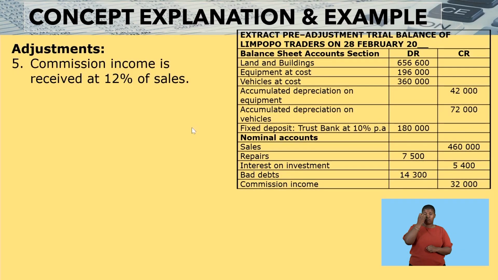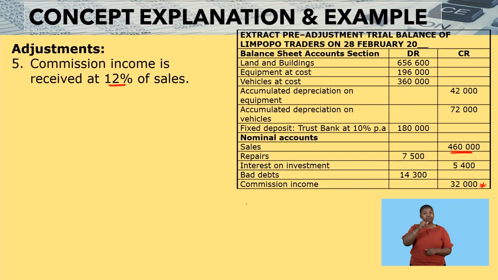Adjustment number 5 reads, commission income is received at 12% of sales. So we come to our commission income here, and we see we have 32,000. That is the commission income. We now say the 32,000, we need to compare it. But what do we compare it with? Because we are told commission income is at 12% of sales. Again, this 32,000, is this all that we were supposed to receive?